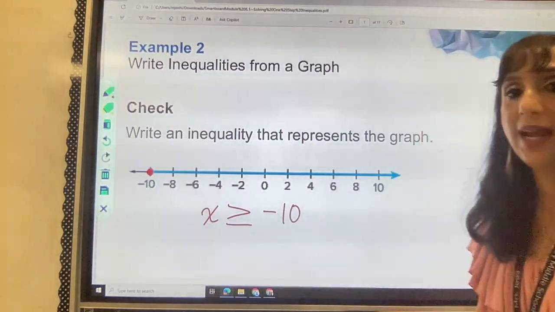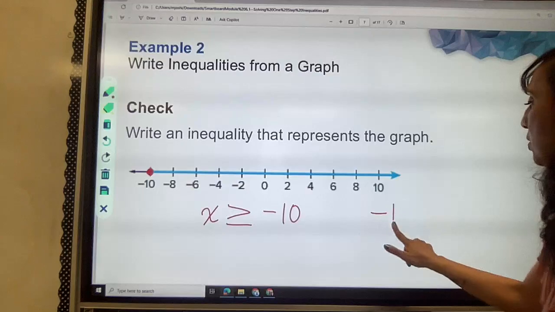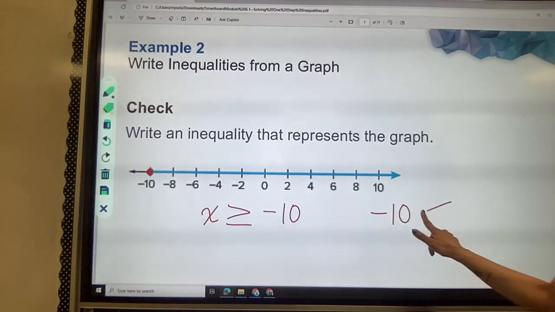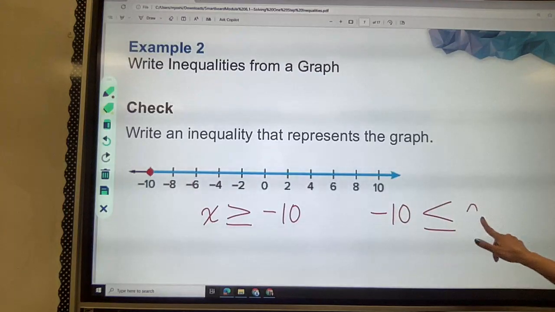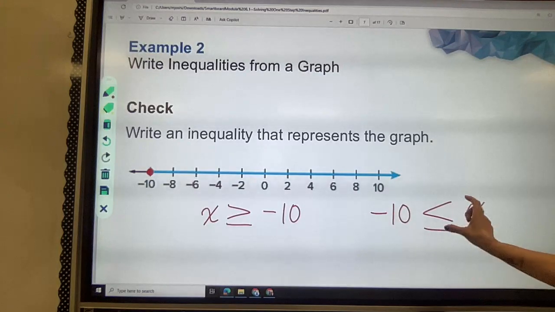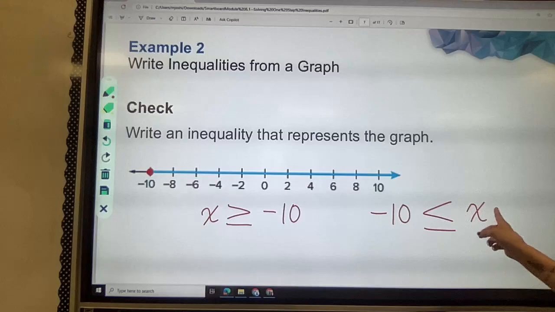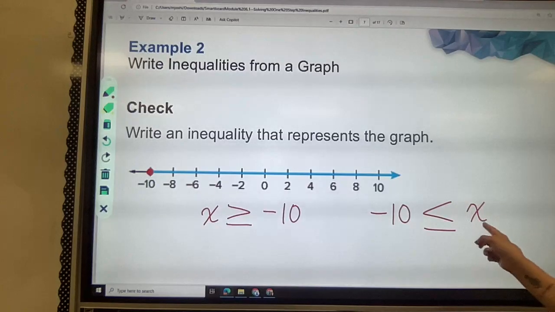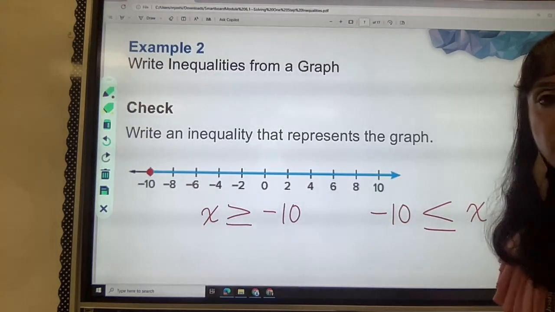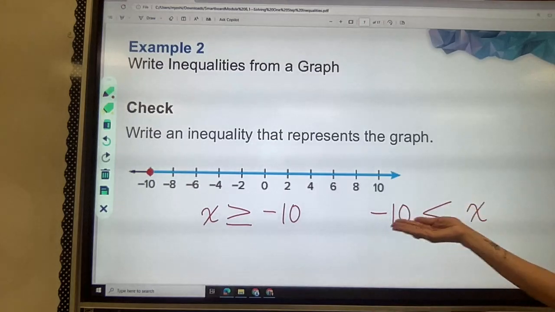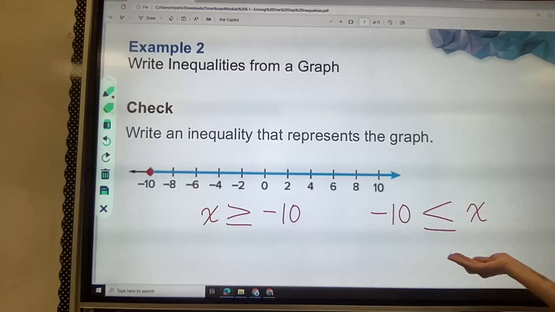I can also write it like this. So -10 is going to be what? Less than or equal to x. So as long as the inequality is facing x, that means x is greater. Okay, so either of these methods, how you write it, is perfectly fine.